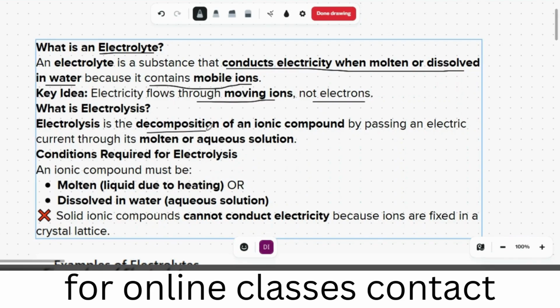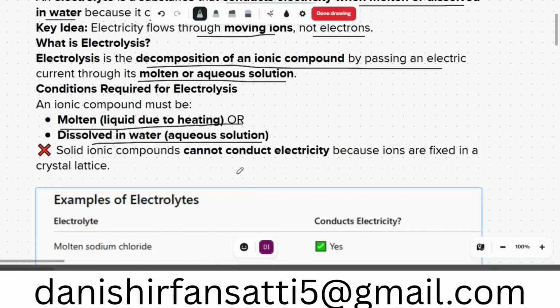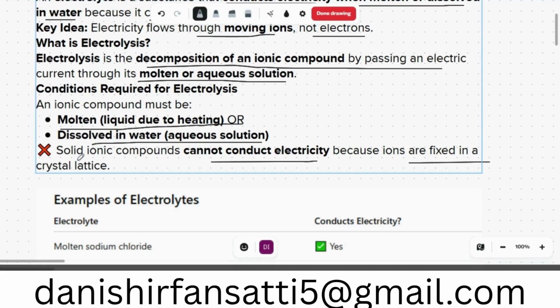Electrolysis is the decomposition of an ionic compound by passing an electric current through the molten or aqueous solution. Condition required for electrolysis: an ionic compound must be molten, liquid due to heating, or dissolved in water in aqueous solution. Solid ions cannot conduct electricity because ions are fixed in a crystal lattice.